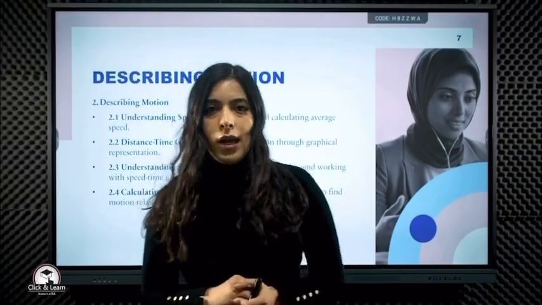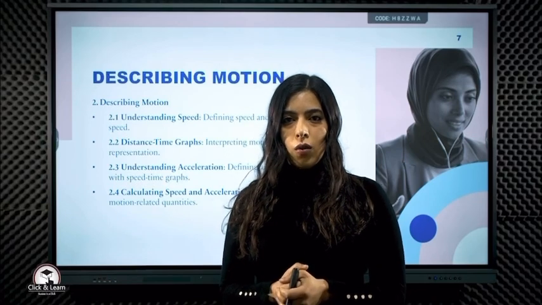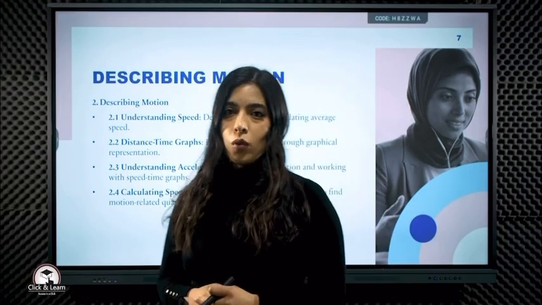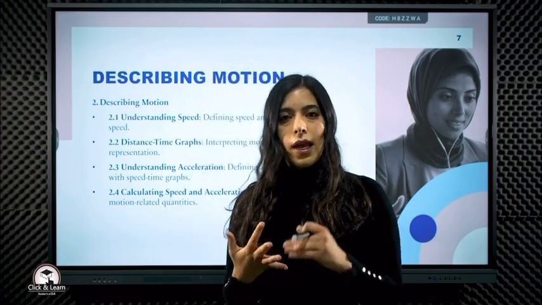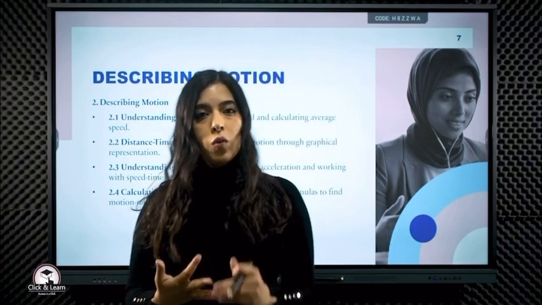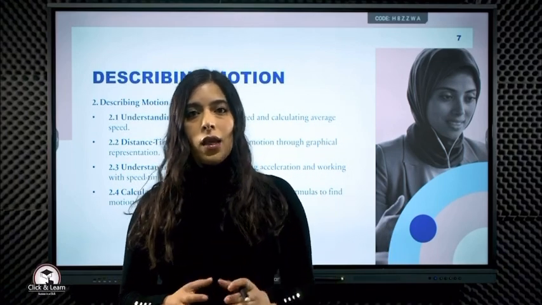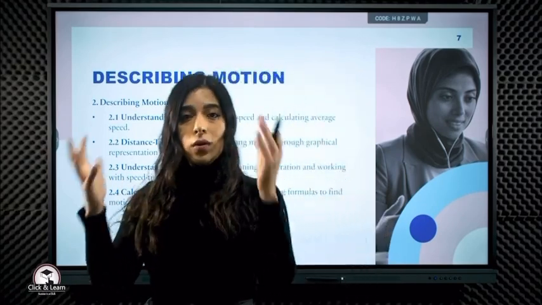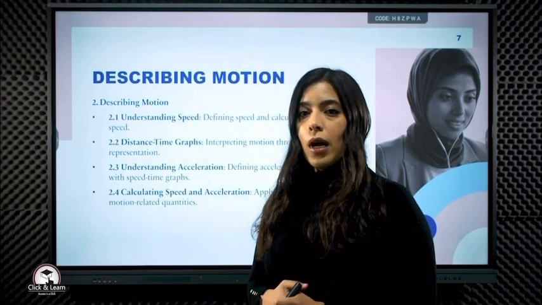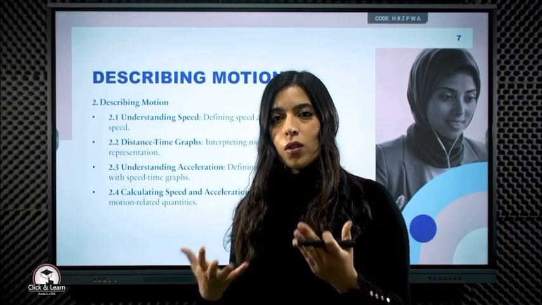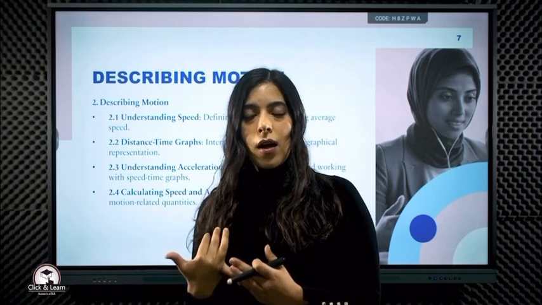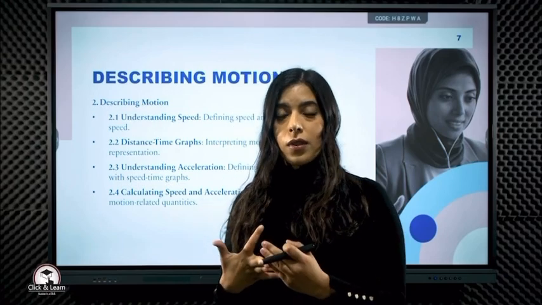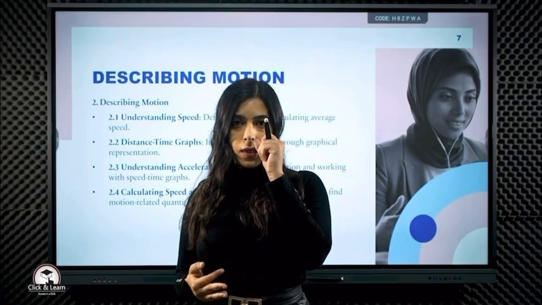Now, motion. In this unit, you're going to distinguish between speed and velocity, and between displacement and distance, and you're going to understand acceleration and calculate all these quantities. You'll also understand the graphs of distance versus time, speed versus time, velocity versus time, and acceleration versus time.